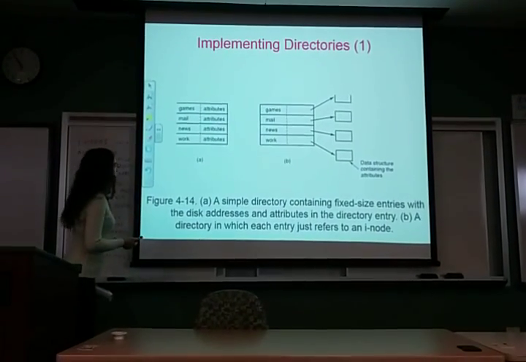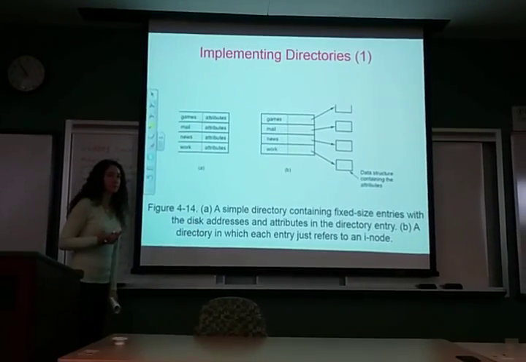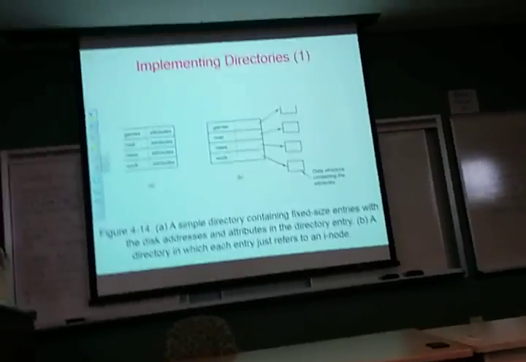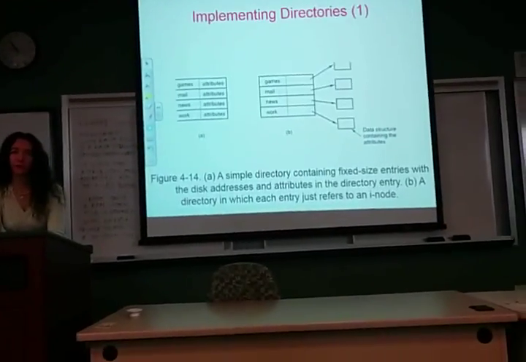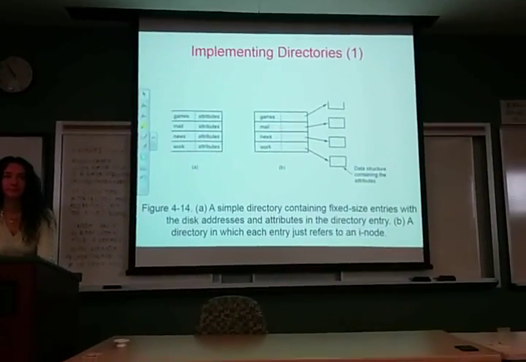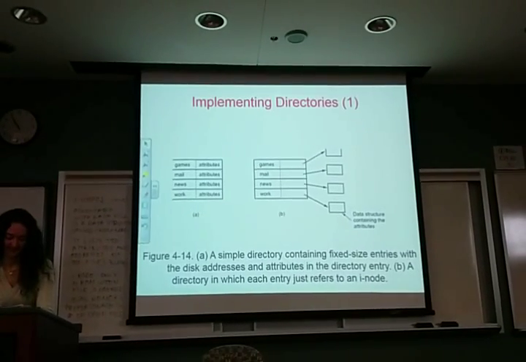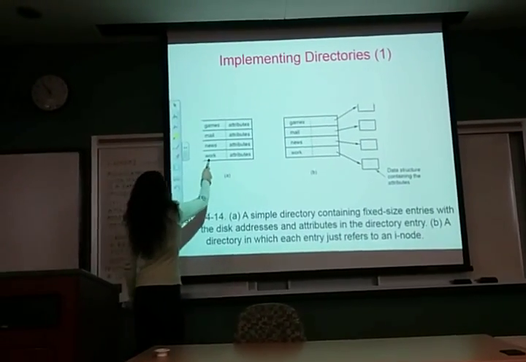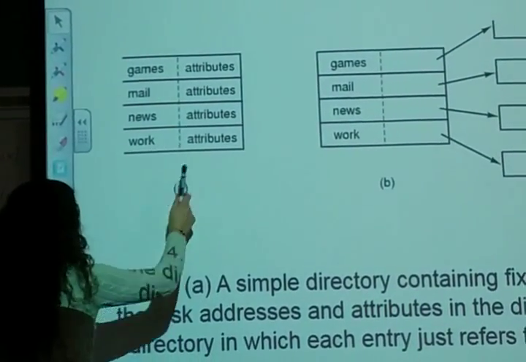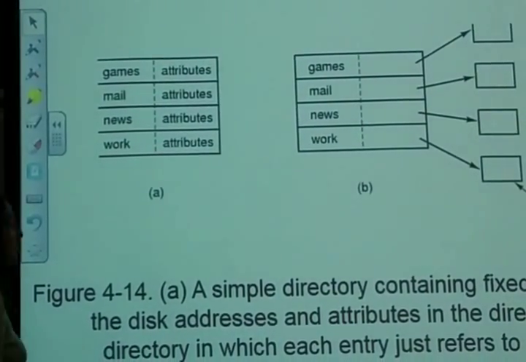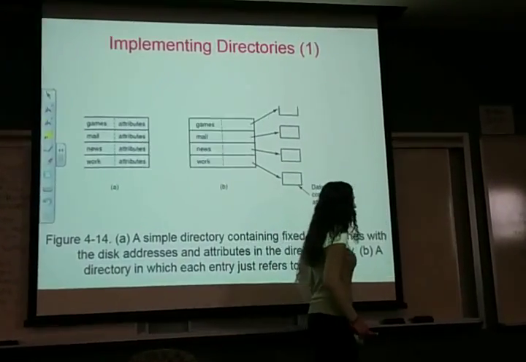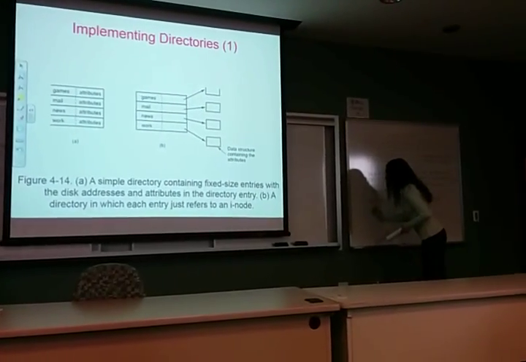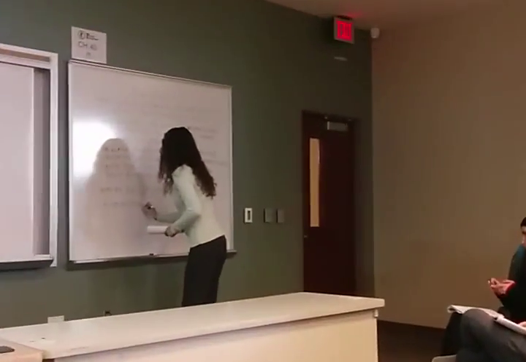So how about the attributes of the file? Can we store the attributes also in the directory entry? Yes, we can. So let's see here. We have the file name and the attributes in the directory entry. This is if it's a fixed size entry. So the directory entry can be of a particular size. Let's say 255 characters.